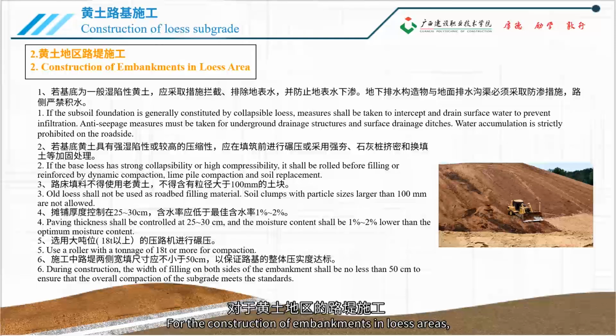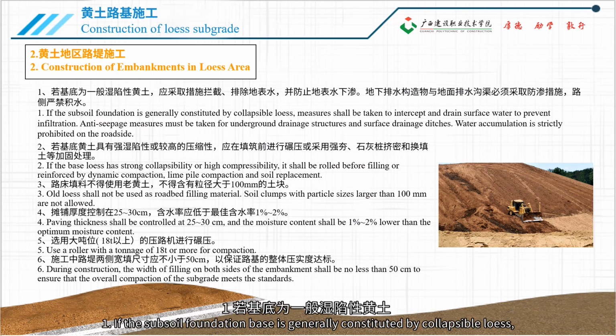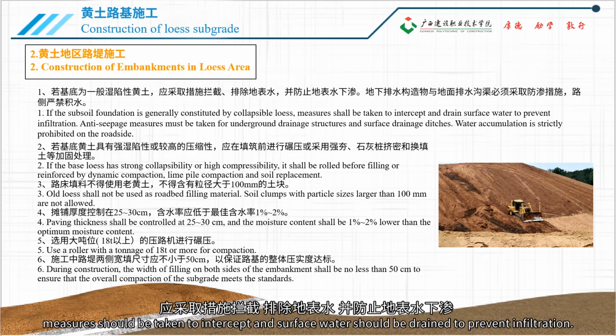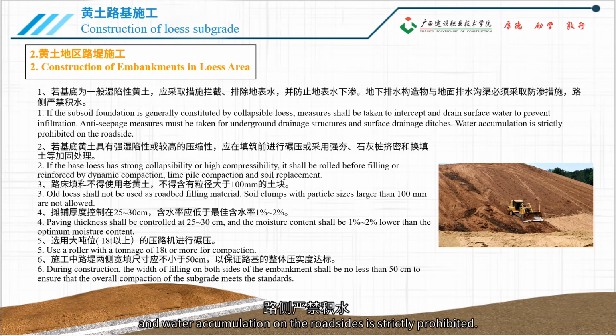For the construction of embankments in Loess areas, the following methods and requirements should be followed. 1. If the subsoil foundation base is generally constituted by collapsible Loess, measures should be taken to intercept and drain surface water to prevent infiltration. Underground drainage structures and surface drainage ditches must take anti-seepage measures, and water accumulation on the roadsides is strictly prohibited.